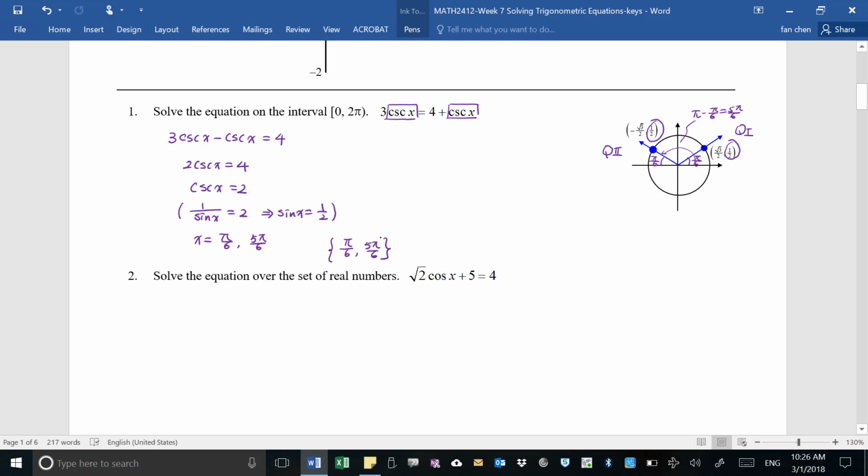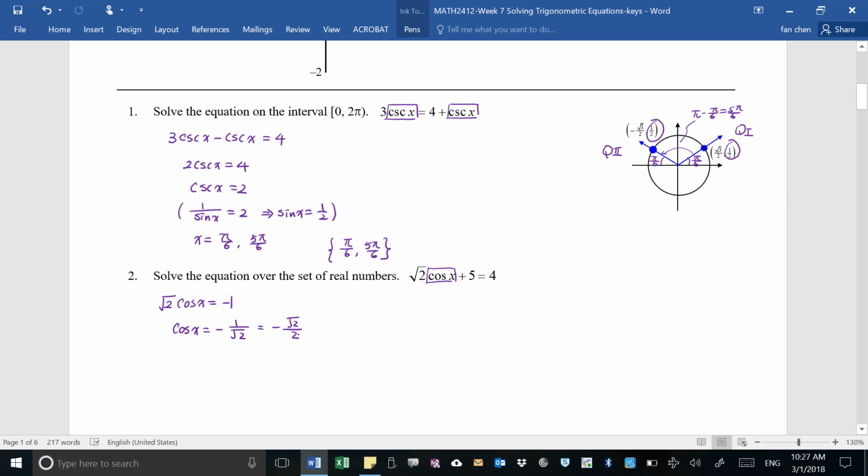Okay, let's see another equation. We are going to solve square root 2 cosine x plus 5 is equal to 4. From here, I only have one unknown, which is cosine x. So let me move the constant to the other side by subtracting 5 from both sides: square root 2 cosine x is equal to -1. I divide both sides by square root 2, therefore cosine x is equal to -1 over square root 2, which is negative square root 2 over 2.